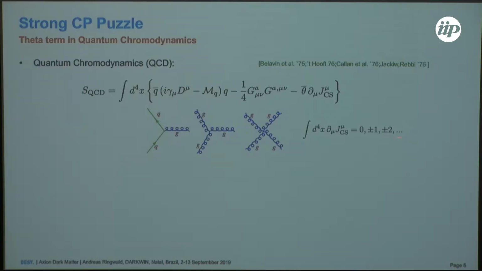Moreover, because it's quantized, in general you should include the parameter which measures, so to say, the strength of this topological term.